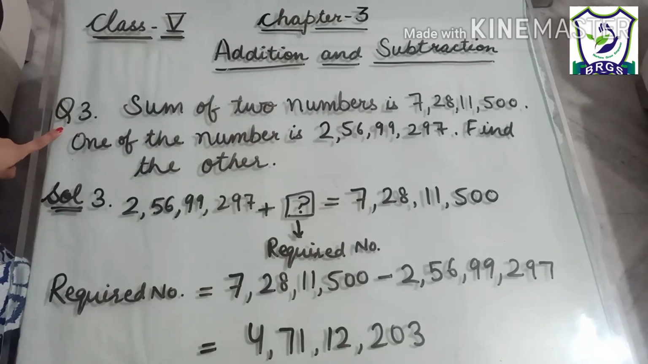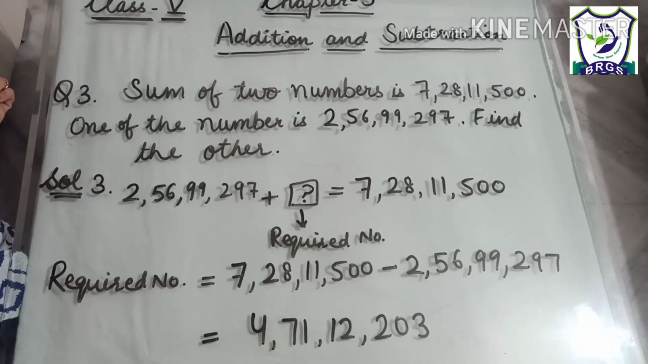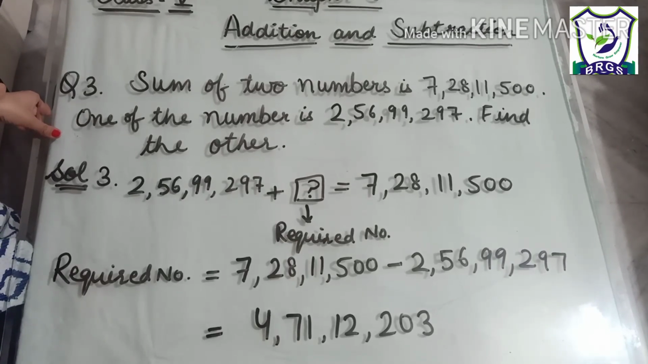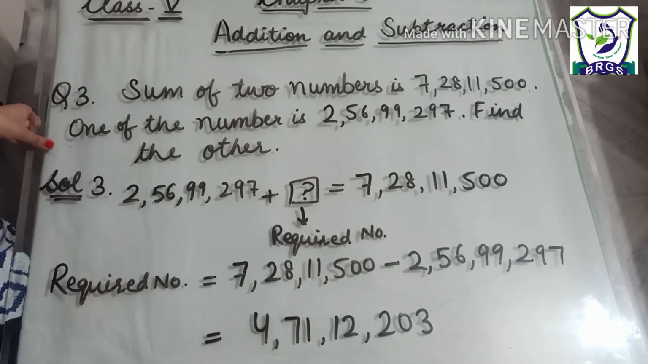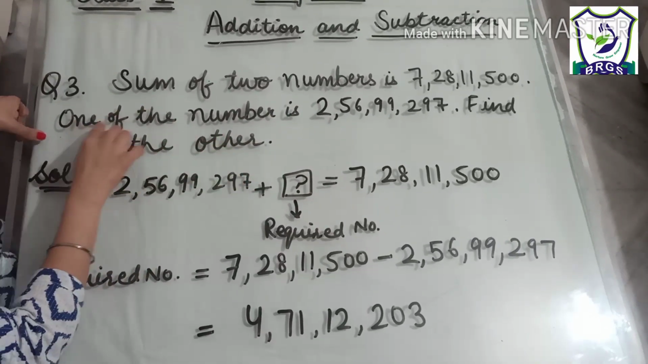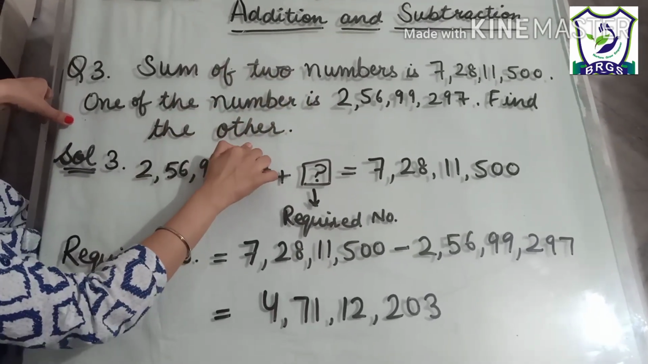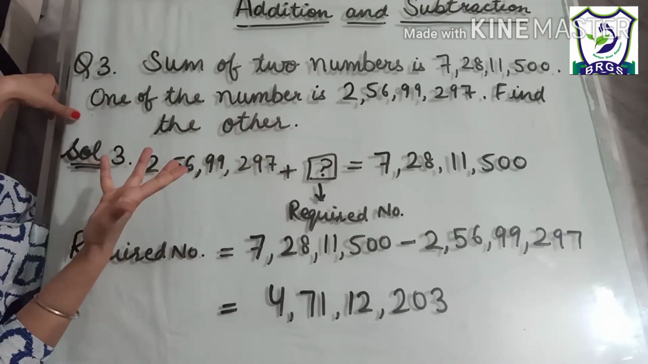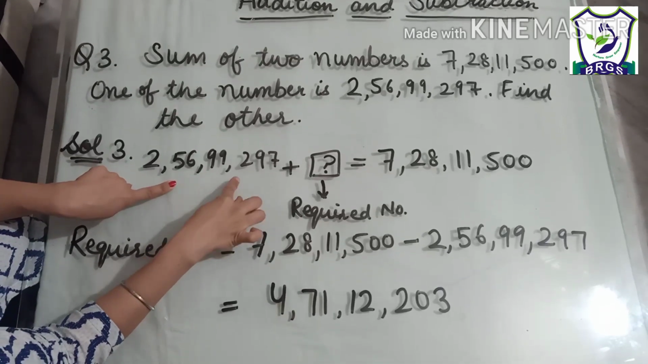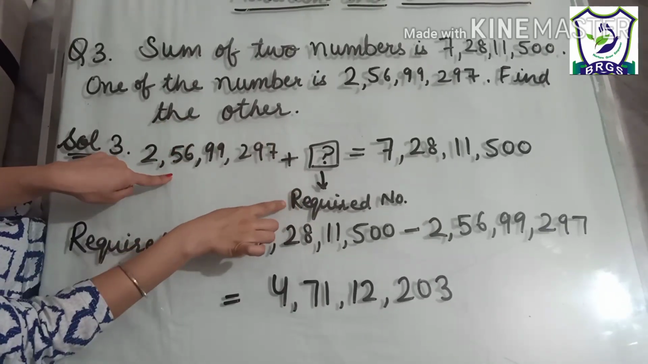The question number 3. Sum of two numbers is 7 crore 28 lakh 11,500, and one of the numbers is 2 crores 56 lakhs 99,297, and we have to find the other number. Students, here you are given one number, and you are given the sum of two numbers, and we have to find the other number. So the situation of the question will also be this one. Suppose you are given this number, your one number is this, and this is your second number, which we don't know. We have to find that number. That is our required number.